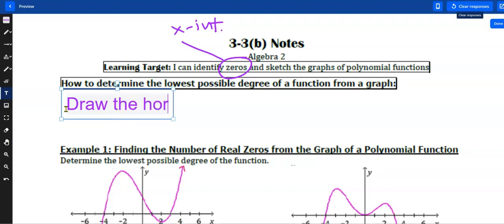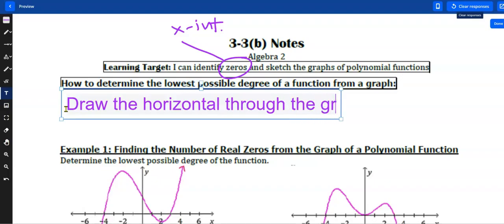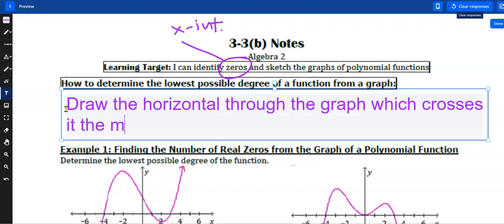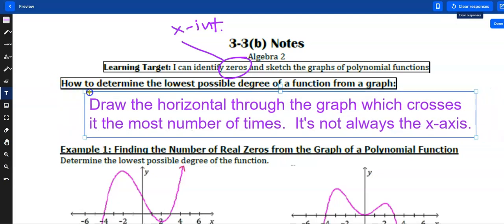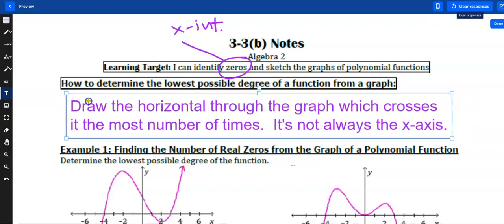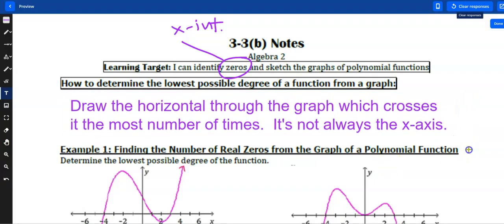Draw the horizontal line through the graph, which crosses it the most number of times. I'll give you a hint. It's not always the x-axis. The reason I say that is because some of you think it's always the x-axis, and I'm like, no. Sometimes it is, sometimes it isn't.